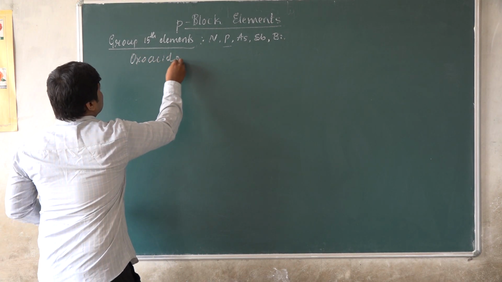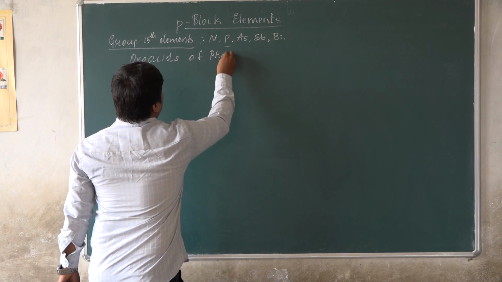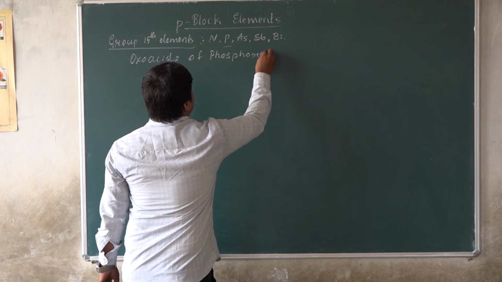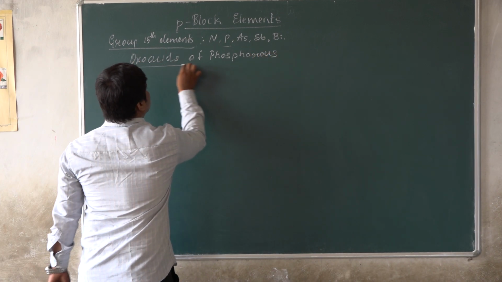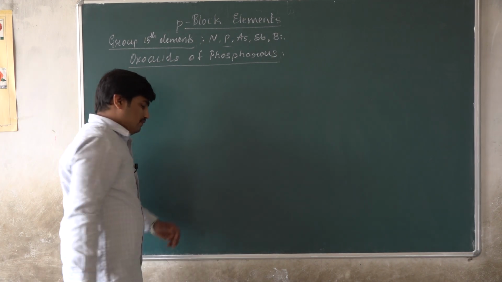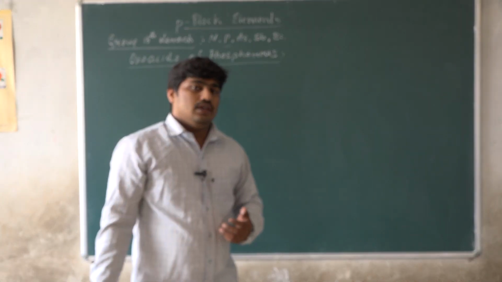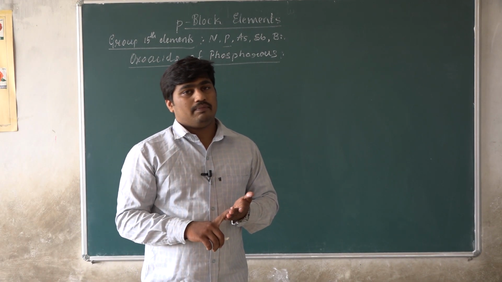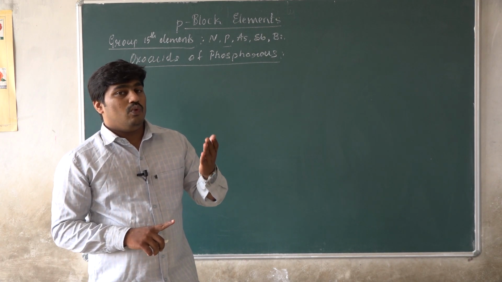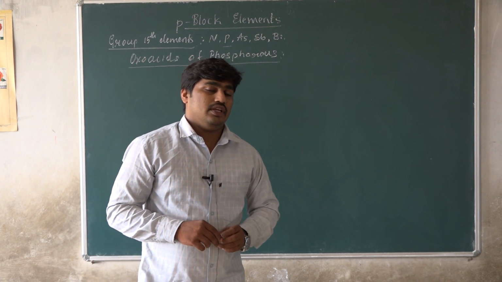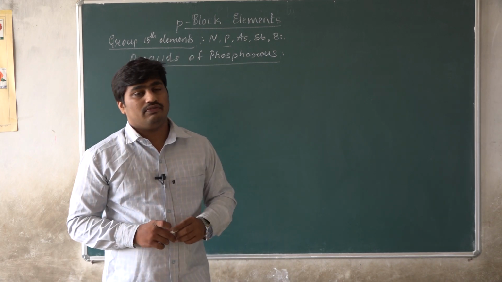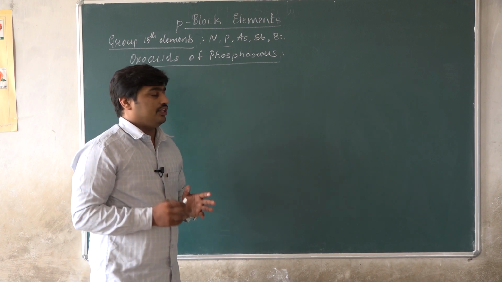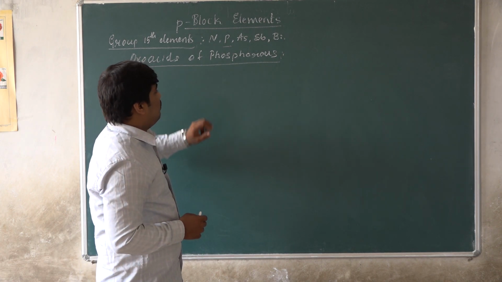Oxo acids of phosphorus. Under phosphorus, the allotropes of phosphorus are white phosphorus, red phosphorus, and black phosphorus. White and red phosphorus are mainly used in the manufacture of matchsticks. That you already know, it's a general thing, I think. Oxo acids of phosphorus.